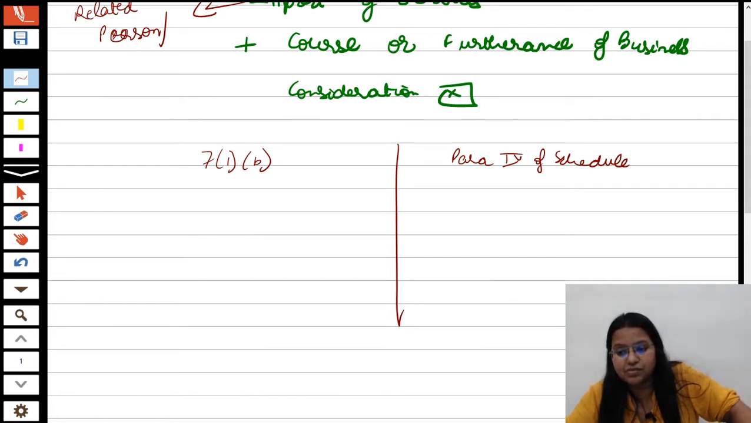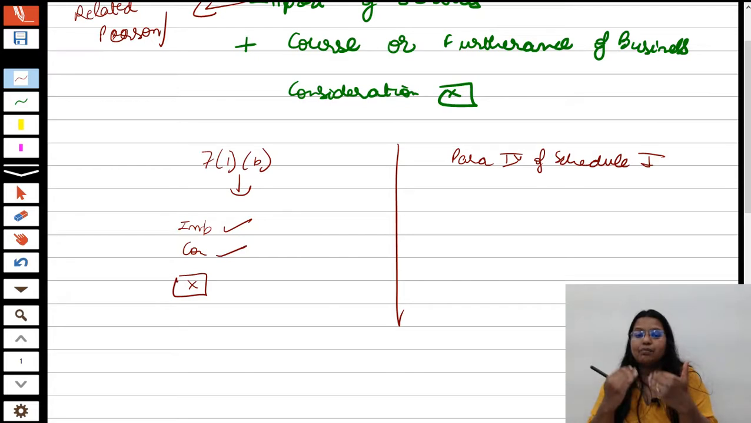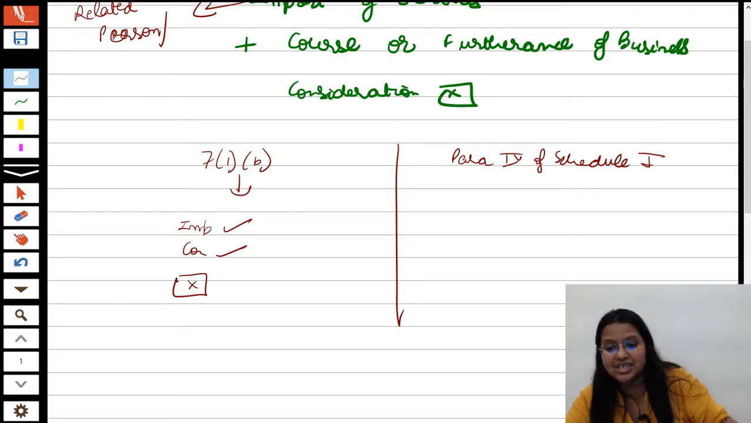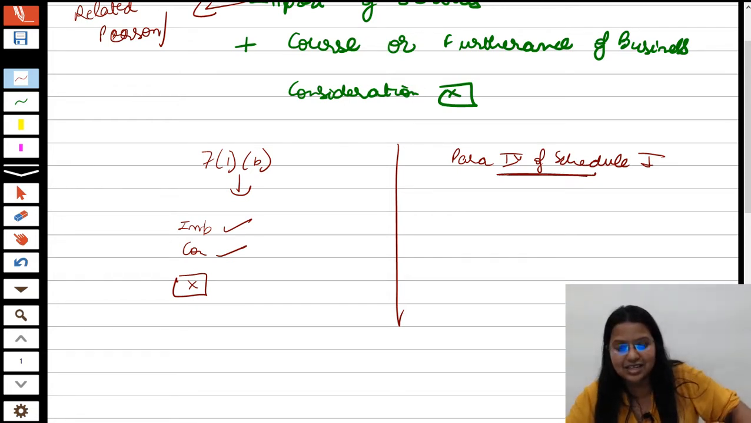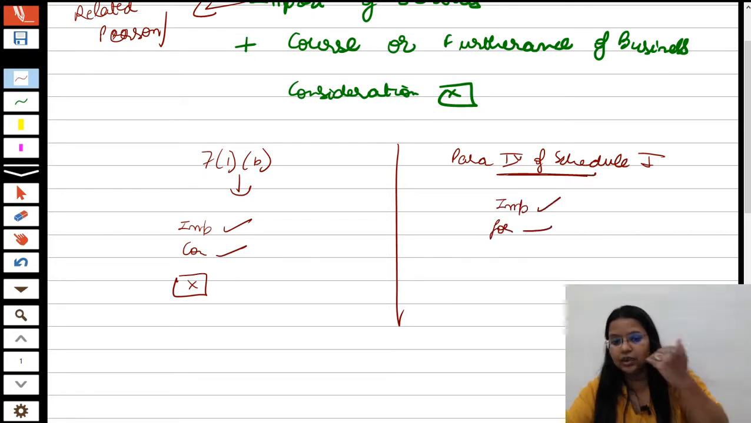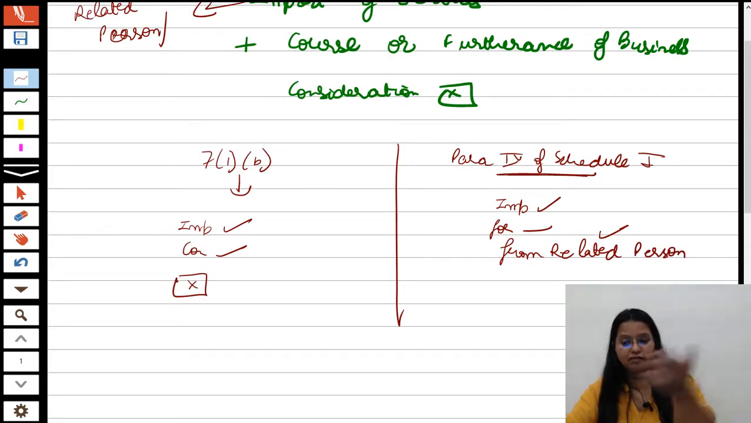So students, the basic difference between these two is that in Section 7 Sub-section 1 Clause B, they said that there must be import of services for consideration, whether or not in the course or furtherance of business. It means there is no condition that services must be imported from a related person or distinct person. But that condition is applicable here because there is no consideration. So they have considered this point here: there must be import of service in the course or furtherance of business from a related person or establishment of a distinct person, and consideration might not be involved here.